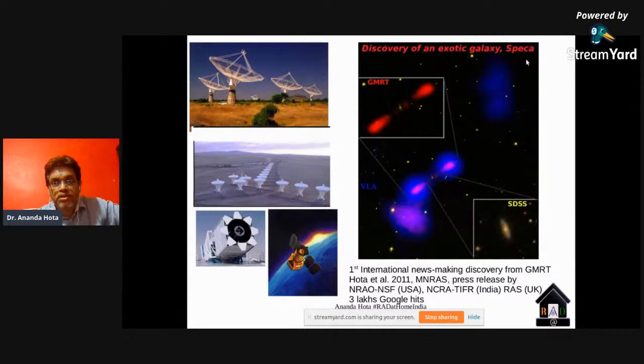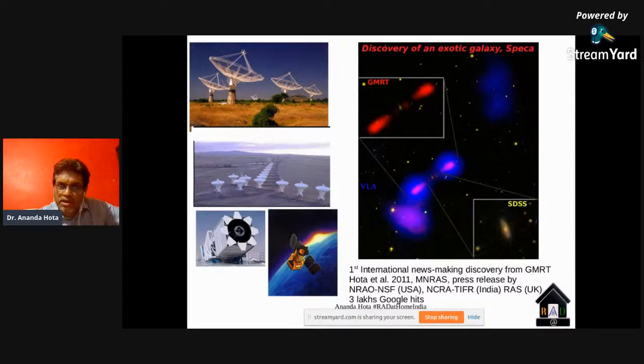This is a discovery in the exotic galaxy Speca. Probably the first international news-making discovery from GMRT. Press release by NRAO, NSF USA, NCRTFR, Royal Astronomical Society UK. You can Google it. A very famous and interesting case. I will describe it. It is not just one case of plasma coming out of the galaxy. It's one episode, two episodes, probably three episodes have happened. And the outer one is megaparsec size. One parsec is roughly 3 light years, so millions of light years in size.